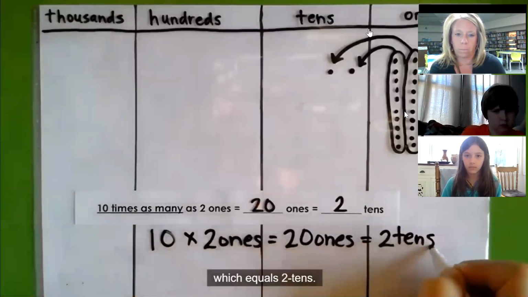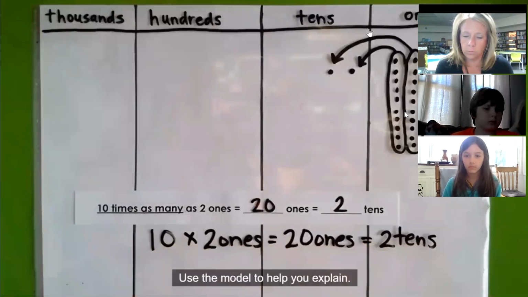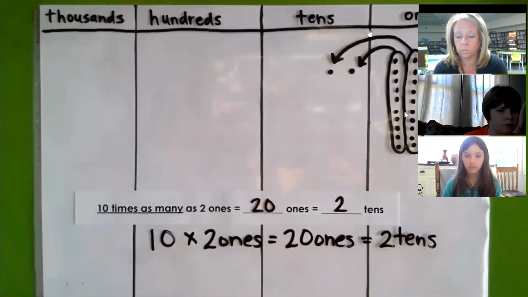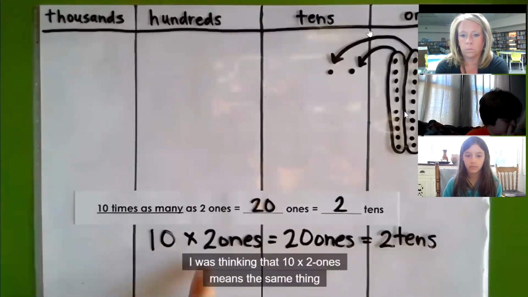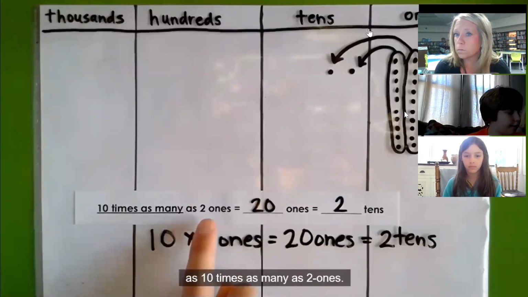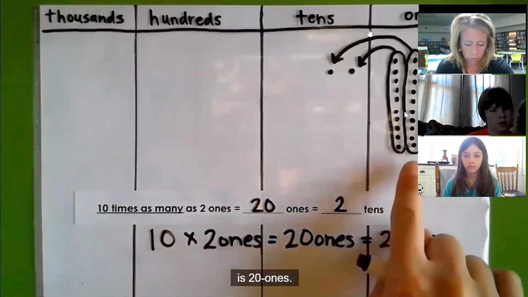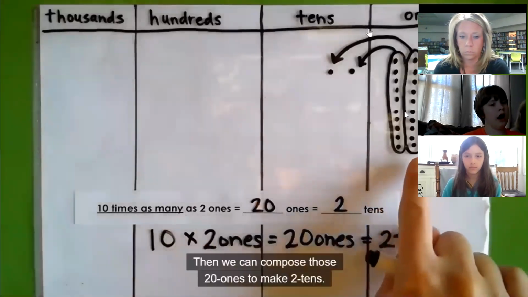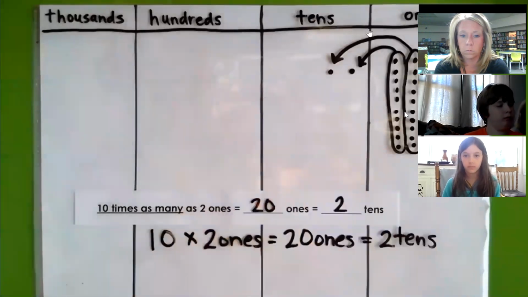Pause the video and explain why this equation makes sense. And that's what we just did. Use the model to help you explain. I was thinking that 10 times 2 1s means the same thing as 10 times as many as 2 1s. We can see in the model 10 times as much as 2 1s is 21s. Then we can compose those 21s to make 2 10s.